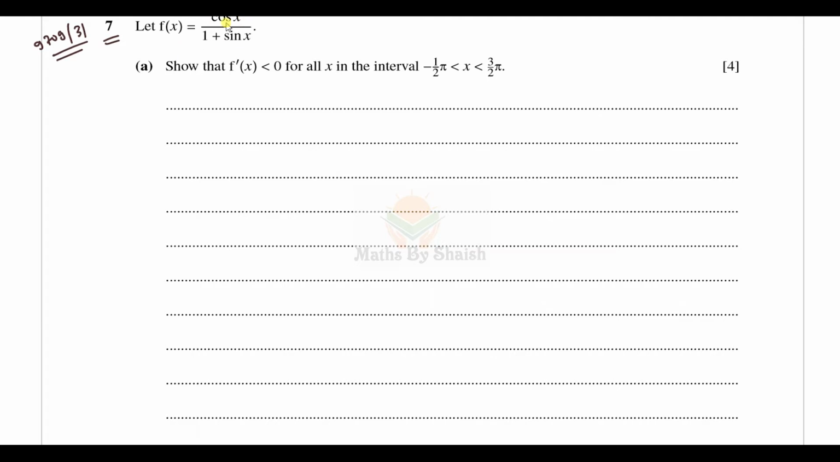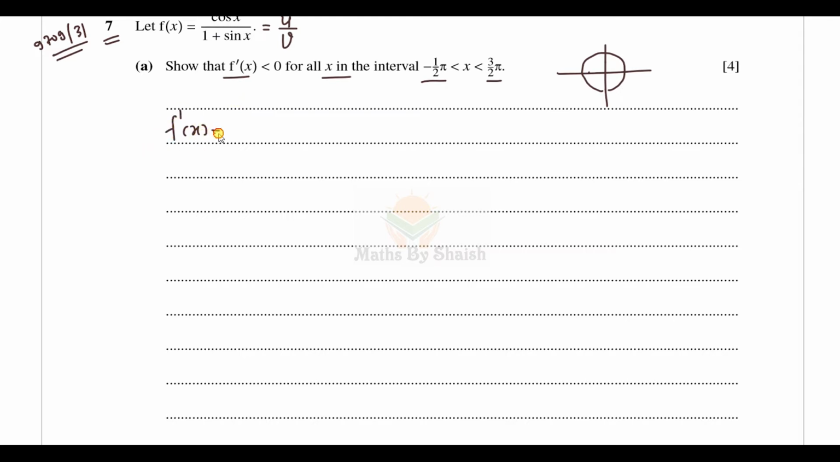Let f(x) be cos x upon 1 plus sin x. Show that f'(x) is less than 0 for all x in the interval minus pi by 2 to 3 pi by 2, not including the endpoint. It means sine will not be minus 1, because sine is 1 here, 0 here, minus 1 here. We can see f(x) is of the form u(x) upon v(x), so we are going to use the quotient rule to find f'(x).